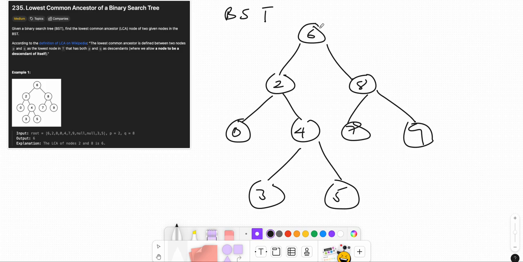In a binary search tree, a bigger node will be on the right and a smaller node will be on the left, right? In this binary search tree, you are finding the lowest common ancestor of two numbers, 2 and 8. The common ancestor between 2 and 8 is 6, right?